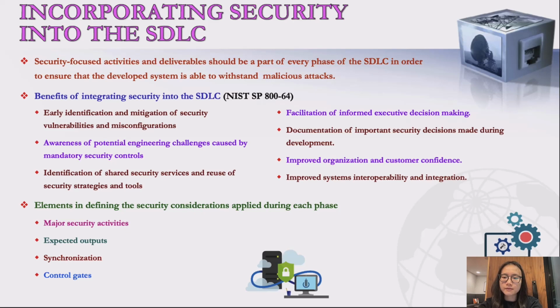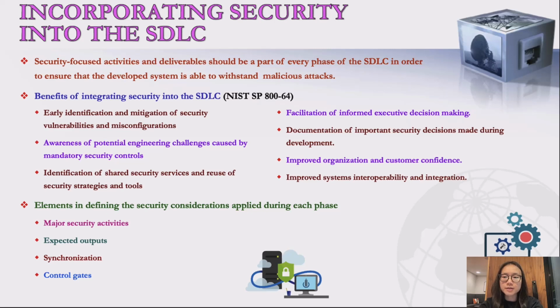And the sixth benefit is that it leads to improved organization and customer confidence to facilitate adoption and use, as well as improved confidence in the continued investment in system development. Finally, it results in improved system interoperability and integration that would be difficult to achieve if security were considered separately at various system levels. In addition, the National Institute of Standards and Technology's special publication provides the following elements in defining the security considerations applied during each phase.